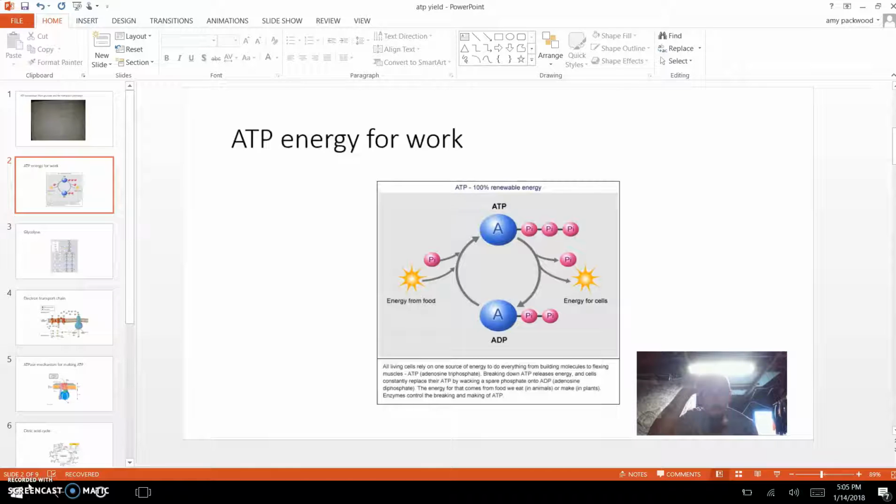When it breaks apart, it turns into ADP. But basically, it's a unique molecule and one that's very important for survival.